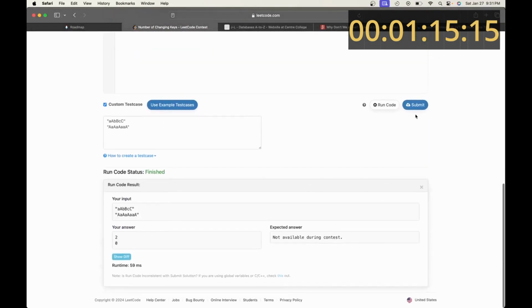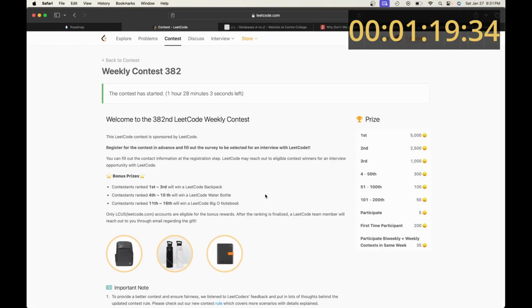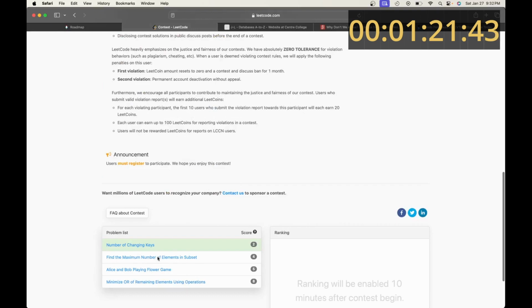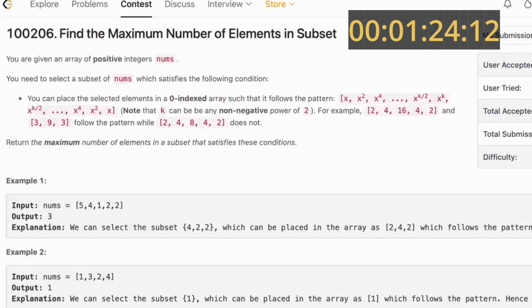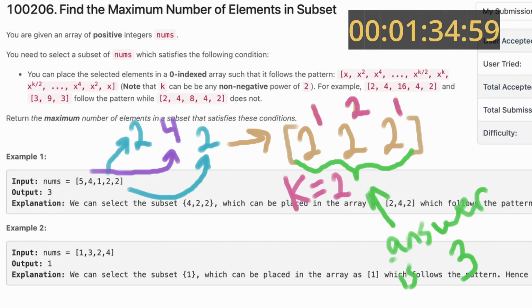But of course, we're past the point of easies. I moved on to the second question, and at first glance, I really didn't think I was going to solve this one. We're given an array of positive integers nums, and we want to find this subset that satisfies this pattern where the numbers increase up to this x to the power of k, and then decrease back down to the original x, which is the original number.